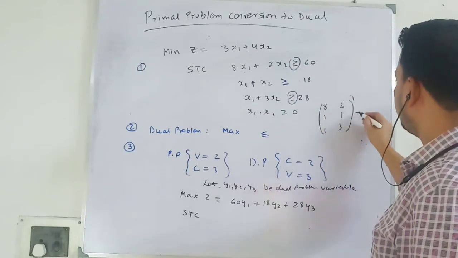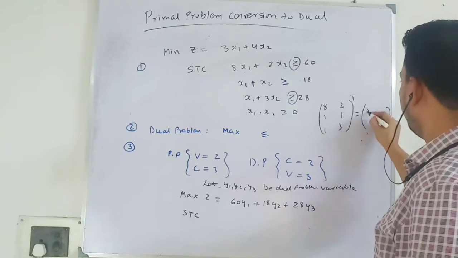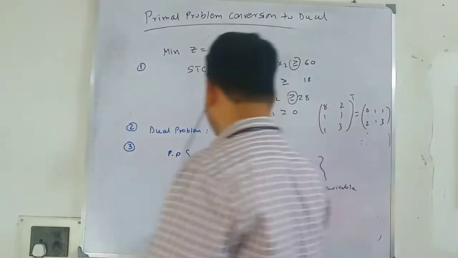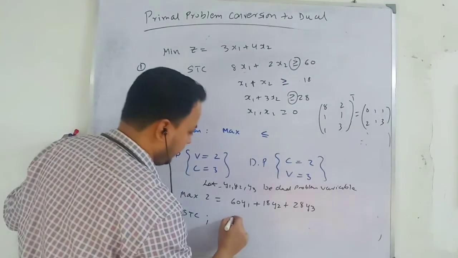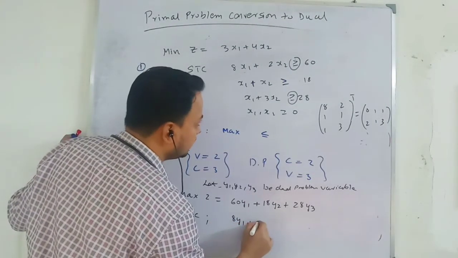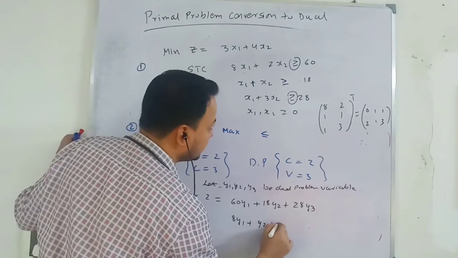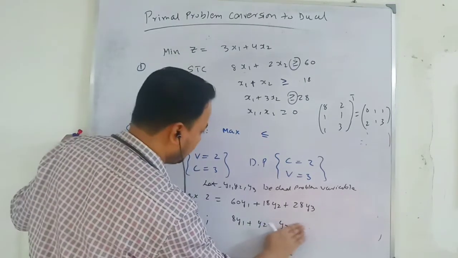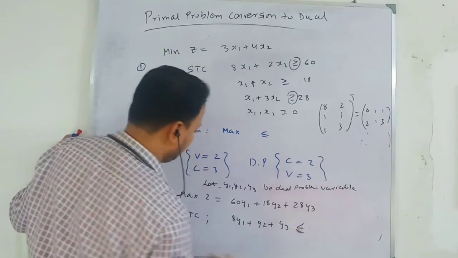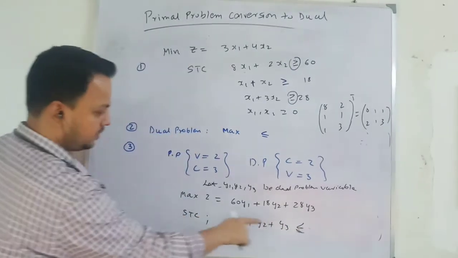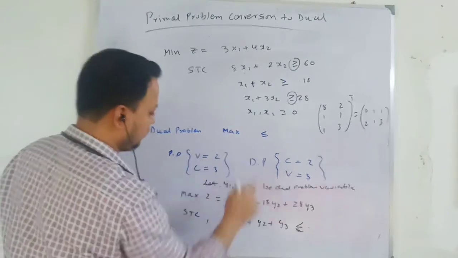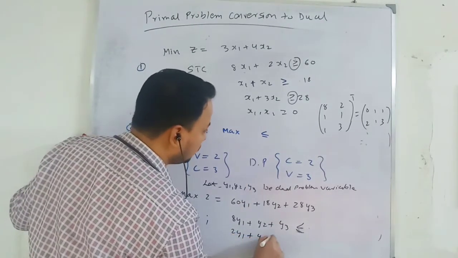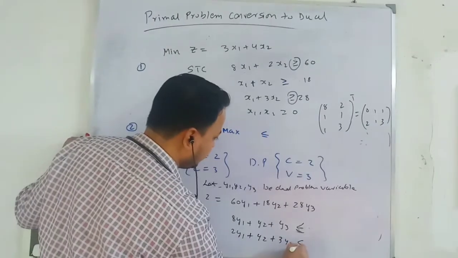You take the transpose of this one. It will be 8 1 1, 2 1 3. So what will be your constraints? 8 y1 plus y2 plus y3 less than or equal to, because this is a maximization problem, so it will be less than or equal to. Then you will have 2 y1 plus y2 plus 3 y3 less than or equal to.